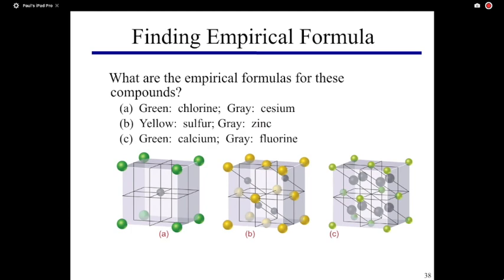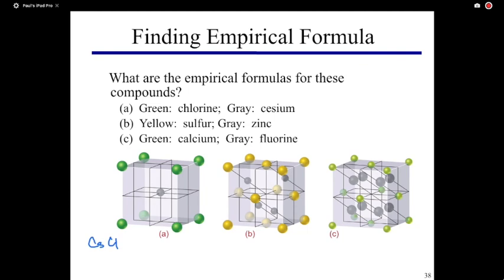All right, which one do you like best on this? The first one, right? First one's easy, isn't it? So, the gray ones, how many cesiums are there? One, sitting right in the middle, right? There's one cesium. And how many chlorines? 8, because 1/8 on each of the edges. All right, next one.